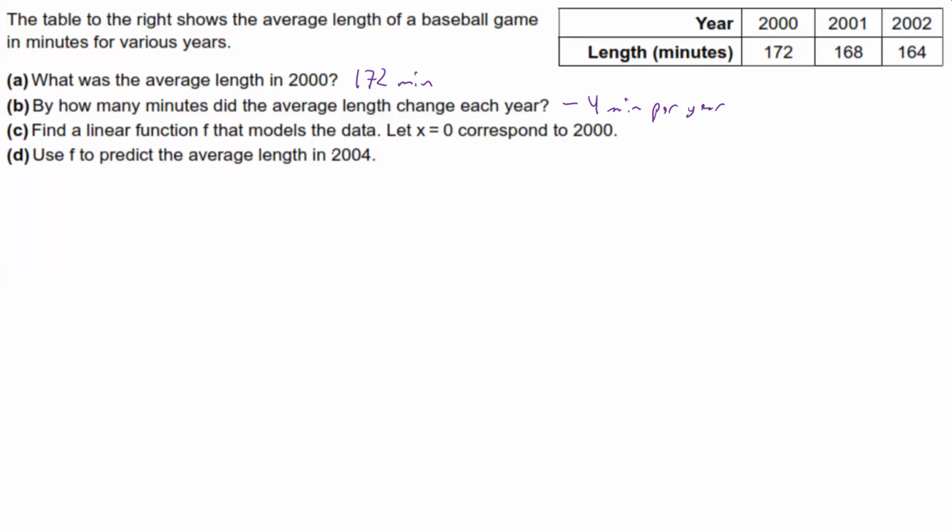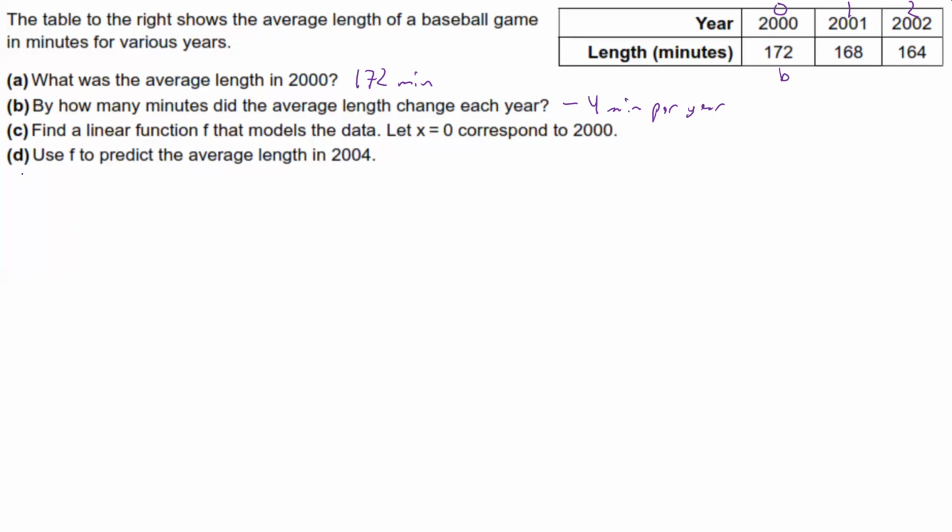Now find a linear function f that models the data. Let x equals 0 correspond to 2000. So this is 0, 1, 2. All right. So we can do this several ways. We know our rate of change is going to be negative 4. This is going to be our b. So what we can do is just write it from that.